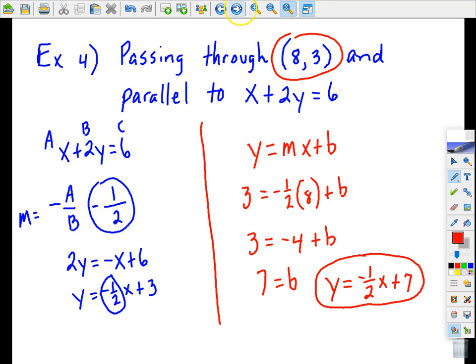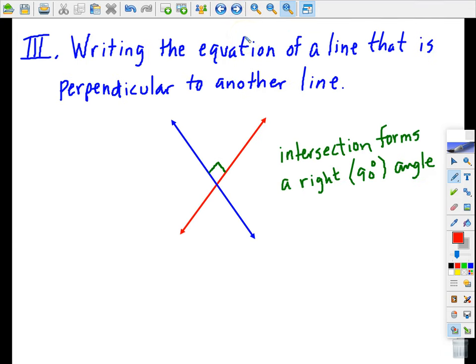We've looked at writing the equation for lines that are parallel. What about for lines that are perpendicular? When one line is perpendicular to another line. Okay, well, just a quick refresher. You probably already know this, but to be perpendicular means that two lines cross, and where they cross, there's a right angle that is formed. Okay, so that little symbol there means this is a right angle at this intersection point.